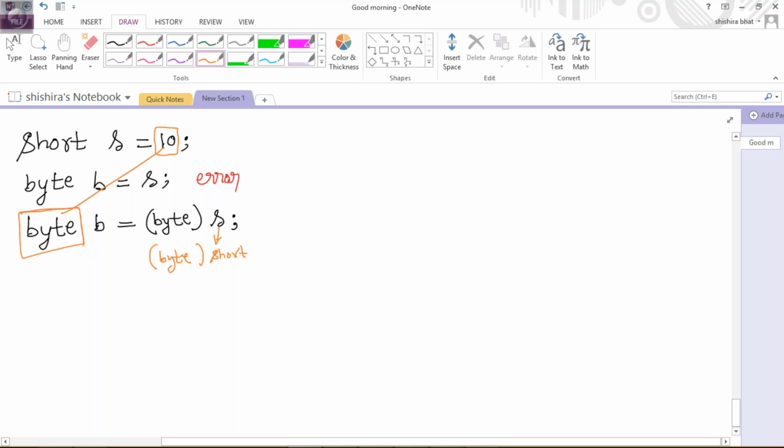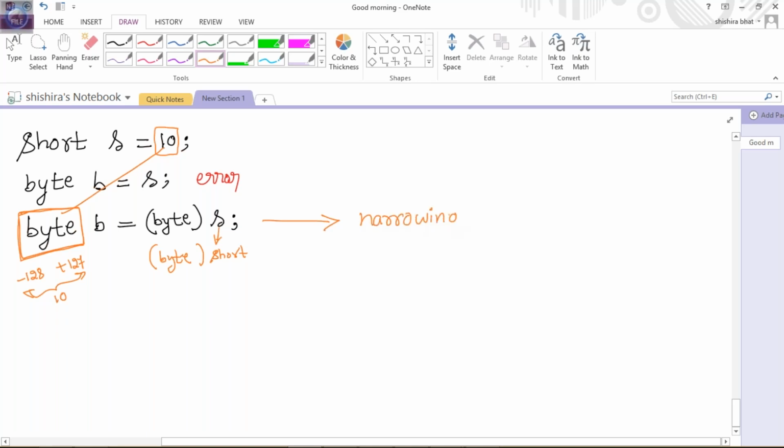If it matches with left side data type, then it works. Now observe, logically 10 can be stored in byte because the byte range is minus 128 to plus 127. So 10 is in this range. 10 is within this range, that's why it works. Okay, so this is called typecasting, or this is called narrowing.